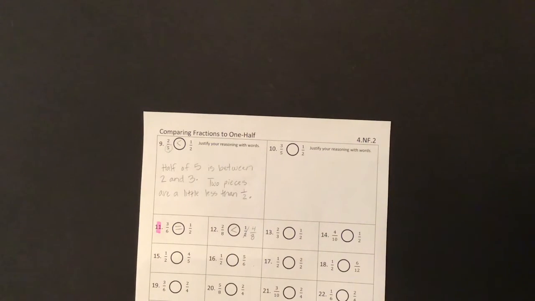Take a look at number 13, 2/3 compared to 1/2. And thirds are a lot like fifths. They cannot be divided evenly by 2. The halfway point is right in the middle of the second piece. I could draw a picture to show that. You can see that 2/3 is just over the halfway point. So 2/3 is greater than 1/2.